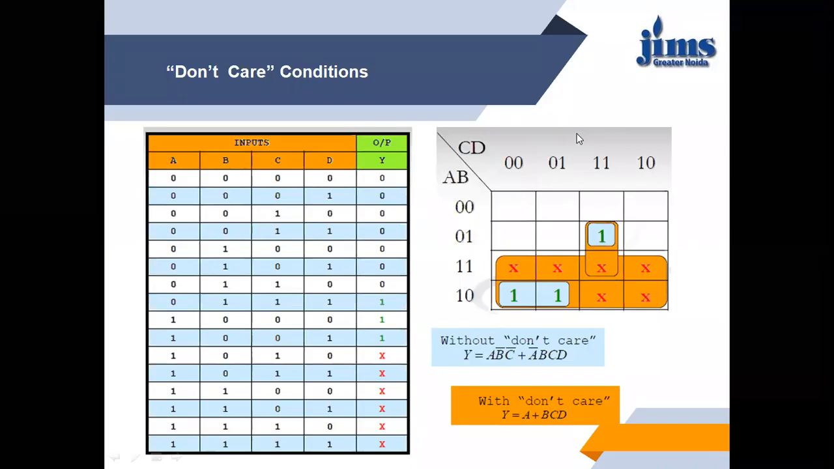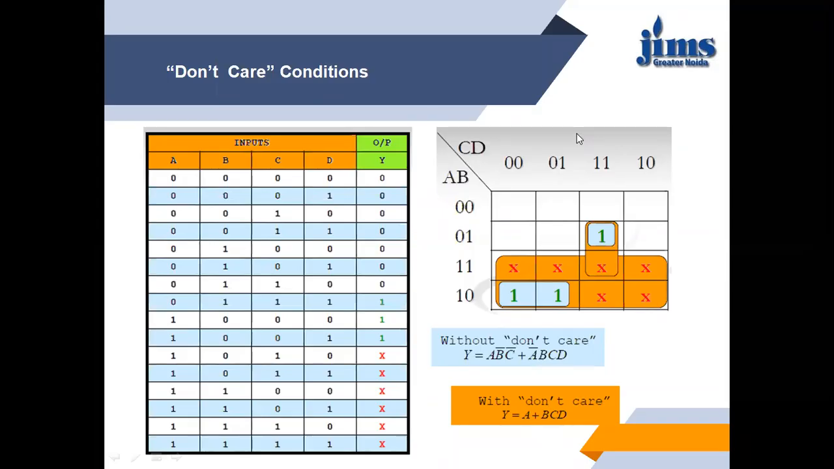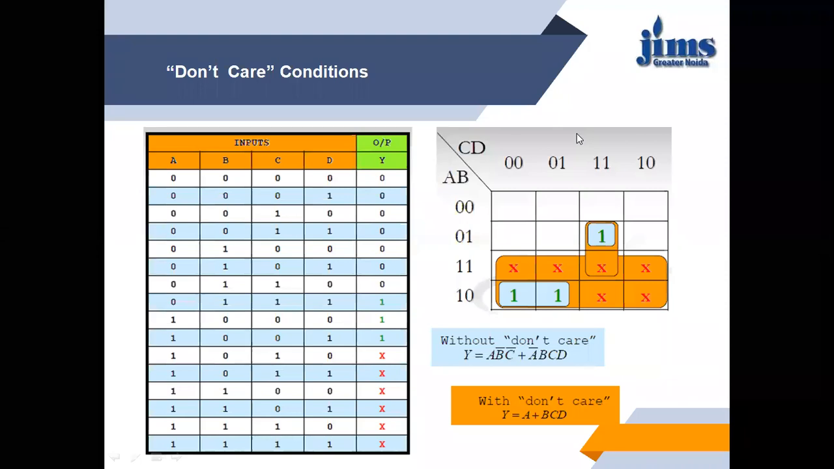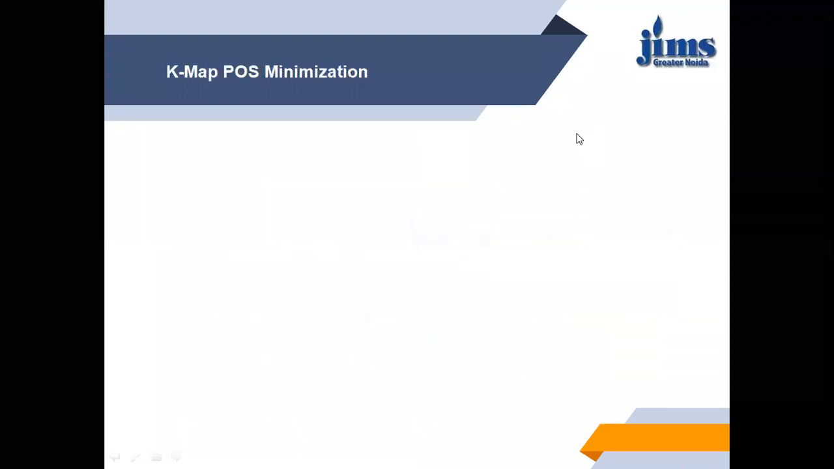Whenever you are using don't care conditions, if there is a possibility that don't care conditions are getting paired with any one, then you can pair it. If there is only don't care, then leave it. Don't care can be paired only and only with the ones of SOP or the zeros of POS. There should be no pairing of don't cares only. That should be kept in mind. Move to the next topic.